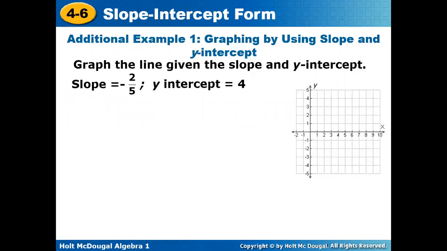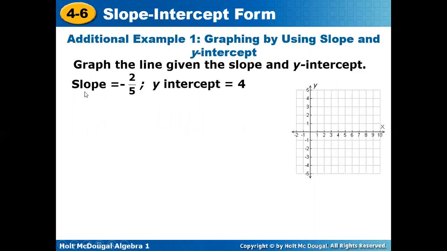The first example, graph the line given the slope and y-intercept. Slope equals -2/5 and y-intercept equals 4. We explain this in geometry. If you want to graph a line, if you know its slope and y-intercept, start with the y-intercept. It's clear because the y-intercept here is 4, so with your pencil, put a point on 4 on the y-axis. So put a point here, okay?